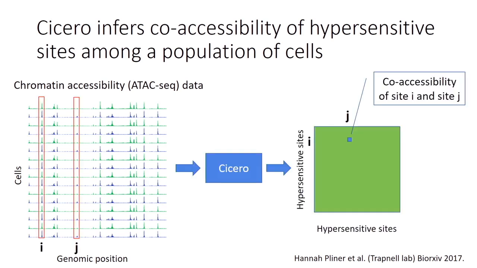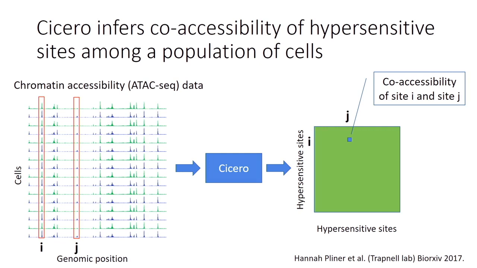And we're using a tool that was developed in Cole's lab called Cicero, by Hannah Pliner. What Cicero does is look at the pattern of co-activity between pairs of hypersensitive sites across the population of cells. Essentially, the concept is if in any given cell, this pair of hypersensitive sites is either on all the time or off all the time, but never in a one-on, one-off kind of state, then you can infer that there must be some kind of physical relationship between those that allows them to be in the same state all the time. It's a little more complicated than that because you have to tease out the transitive properties and identify the ones that are directly responsible for each other.